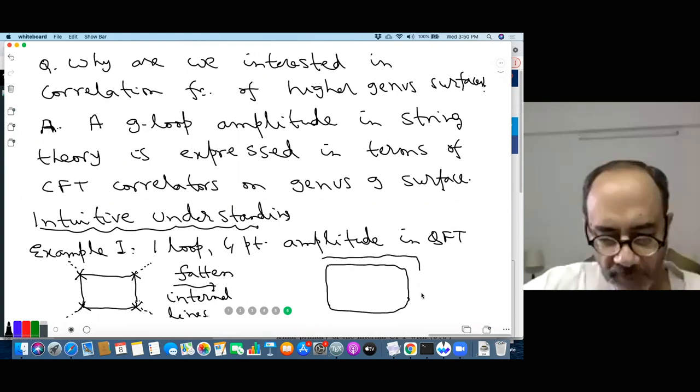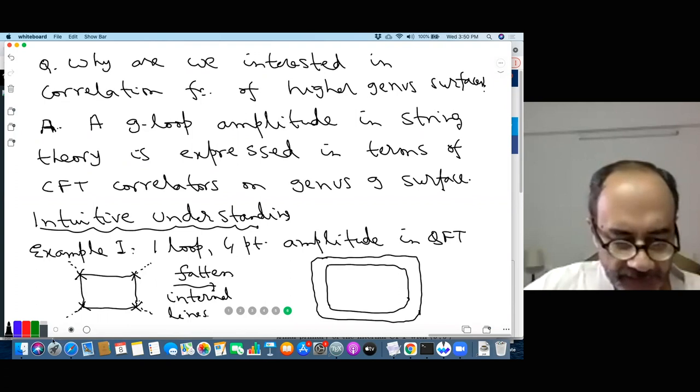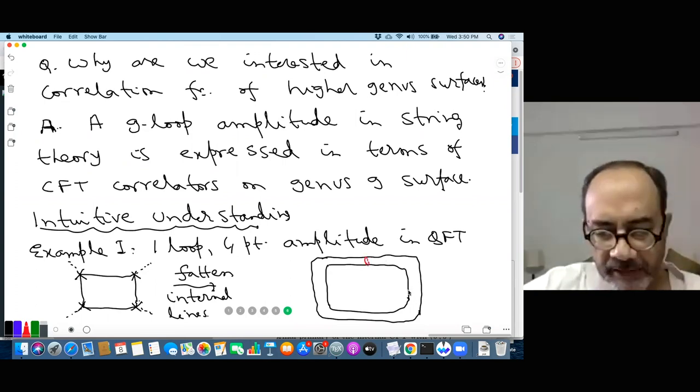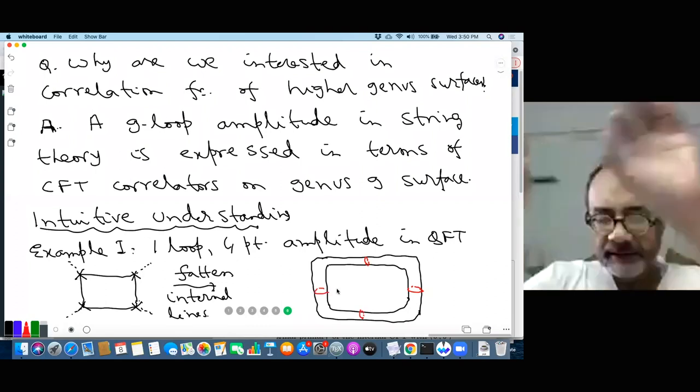My drawing is not going to be very good, but let me try to explain. Okay, so you think of this as a pipe. And these you should think of as pipes. Okay, so it's like a donut.